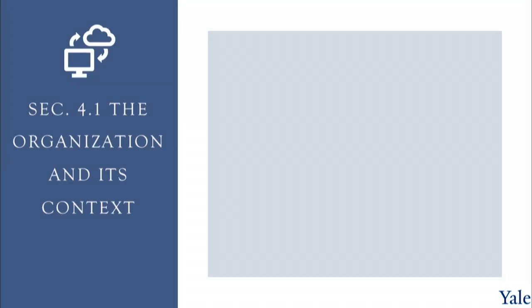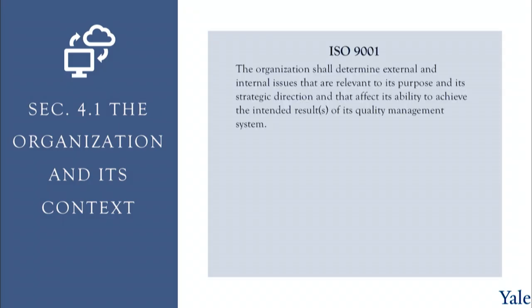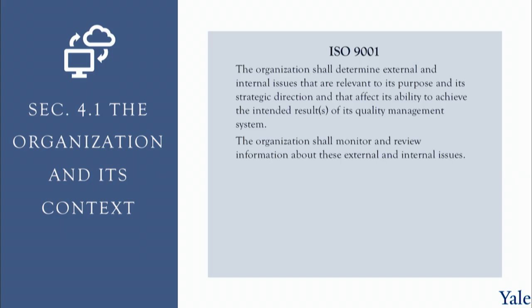So let's just look at one section of this, and we'll compare ISO 9001 and ISO 90003 just to give you a flavor. ISO 9001 says the organization should determine external and internal issues that are relevant to its purpose and its strategic direction that affect its ability to achieve the intended results of its quality management system. So this is sort of a generic description for all kinds of companies. It's something to keep in mind. The organization shall monitor and review for this information about these external and internal issues.